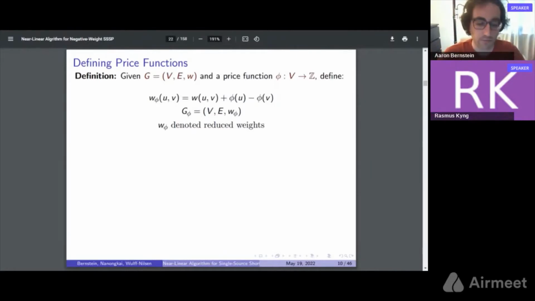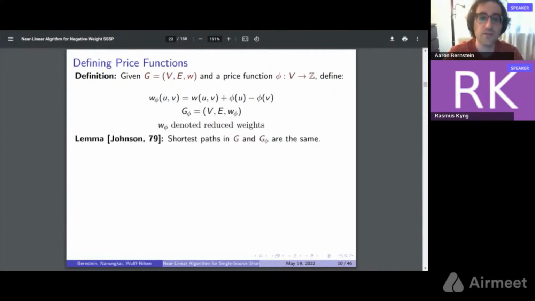Okay, so one of the most basic tools to deal with negative weights is called price functions. These are very old, I think from the 70s, and I'm just going to very quickly review them. Given a graph and a price function on the vertices, you can define what's called the reduced graph, which has the exact same vertices and edges, but different edge weights. In particular, the reduced edge weight is just the original edge weight, w(u,v), plus the price of u minus the price of v. This is just an easy graph transformation.